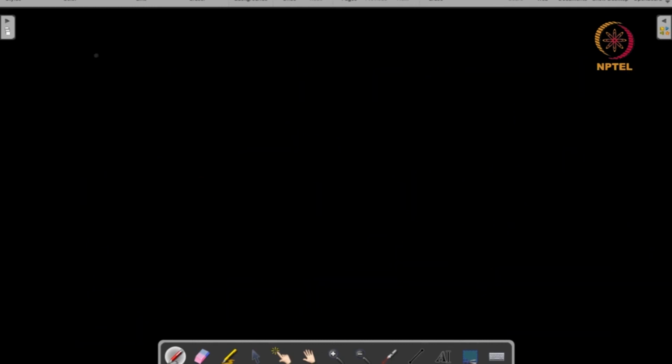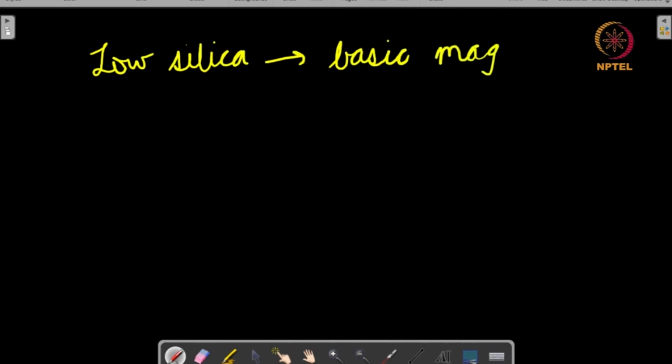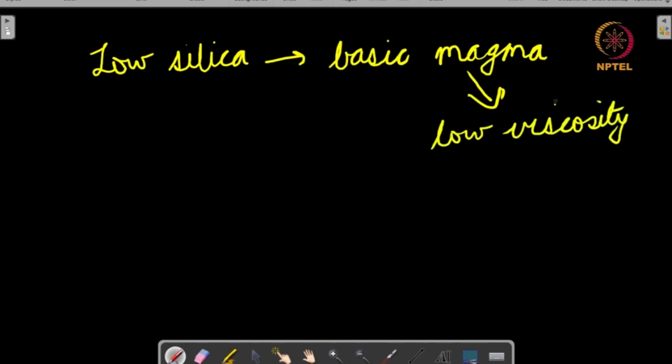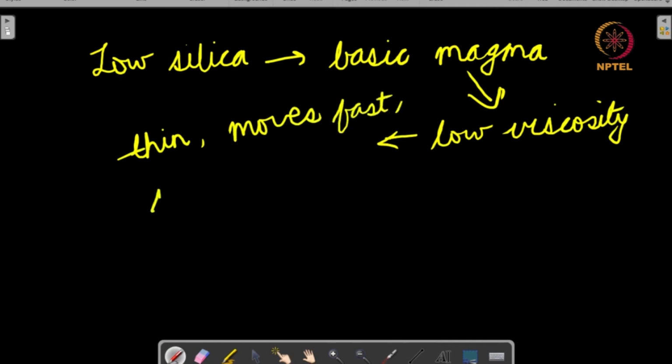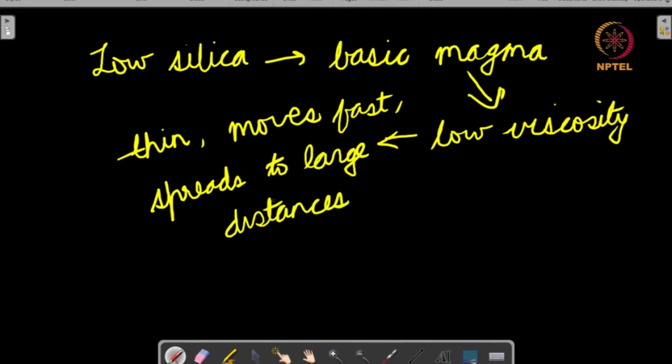On the other hand, if we have low silica, then these are typically basic magmas. A basic magma has low viscosity, which means that it is thin, it moves fast, and it spreads to large distances, which means that typically it is able to reach the earth's surface.